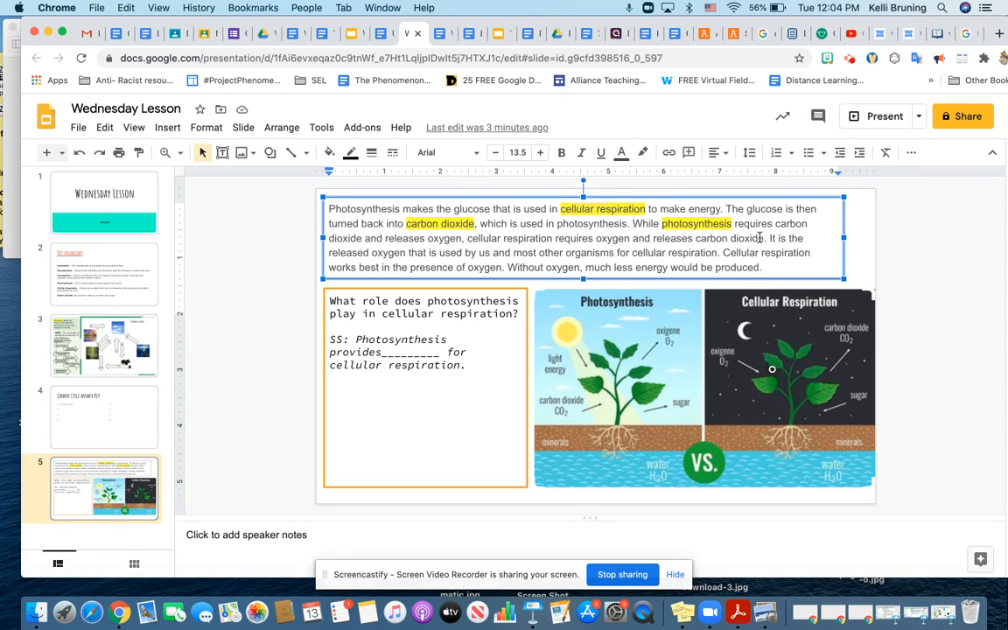So, after reading that passage, think about the role that photosynthesis plays in cellular respiration. What does photosynthesis produce that is needed for cellular respiration? Take a moment to type your answer in the box here, or you can complete this activity on a separate sheet of paper and take pictures and attach your work.